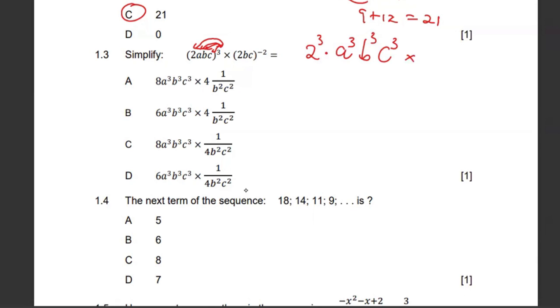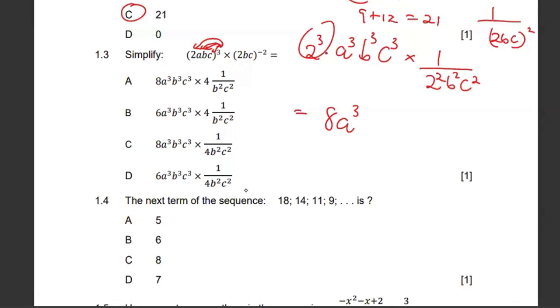If we want to make this a positive exponent, we're going to move it down so that it is 2bc. Everything is squared, so I'll say 2 squared, b squared, c squared. Okay, so what we get, we know that 2 cubed is the same as 8. So it's 8a cubed, b cubed, c cubed times 1 over 4, b squared, c squared.